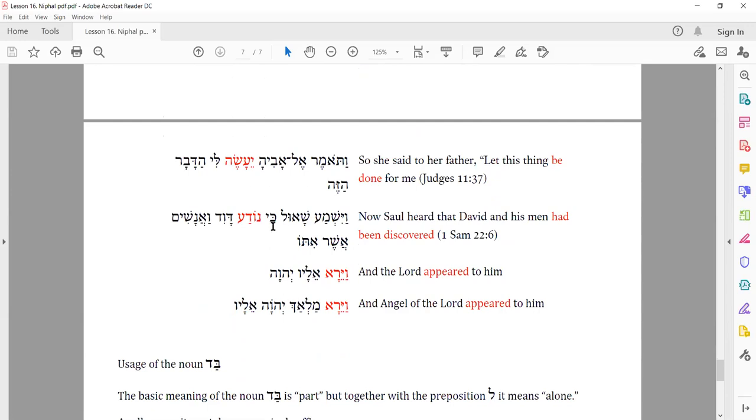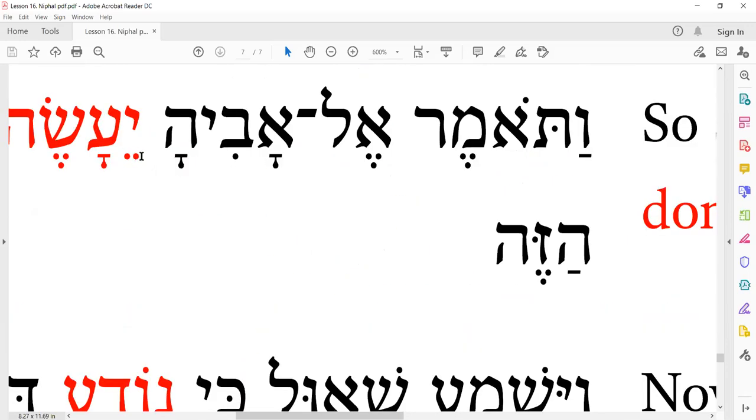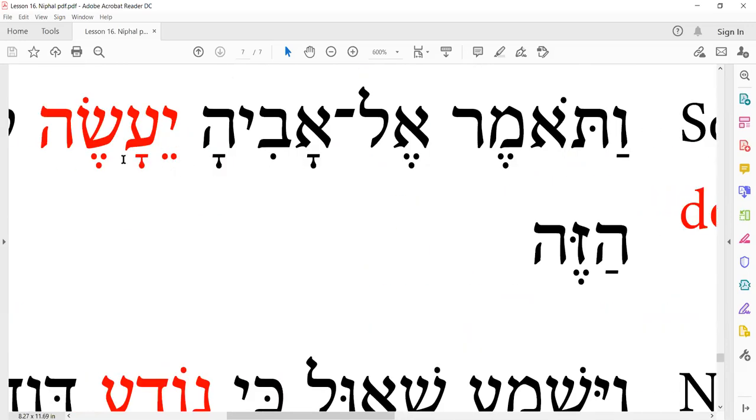This word, Ye'ase. Again, you can see kametz here. Kametz here is an indicator that this is a Niphal stem. Vatomer el Aviha. We don't have the dagesh forte there. Pardon? We don't have dagesh forte in that word because it is a guttural, ayin. But we have the lengthening of the vowel of the prefix.